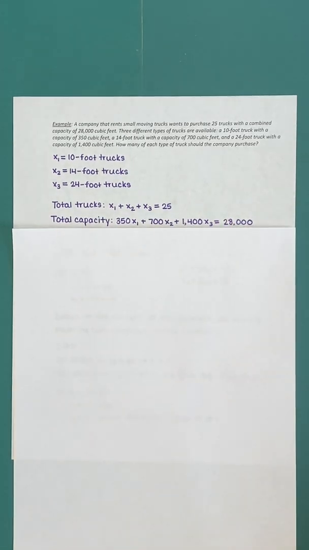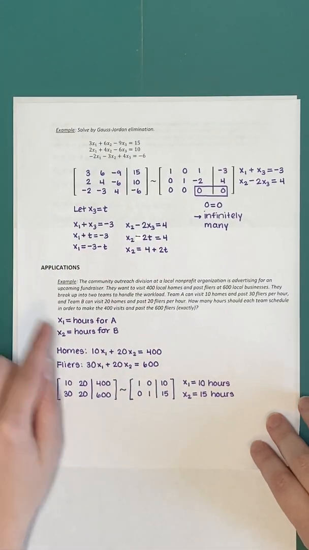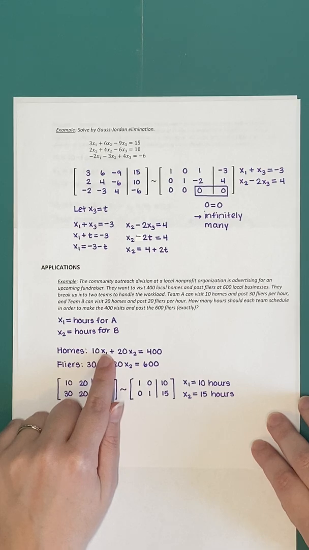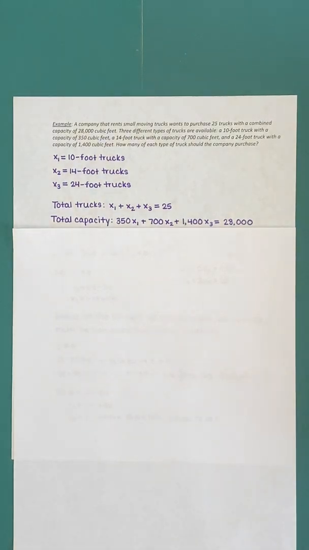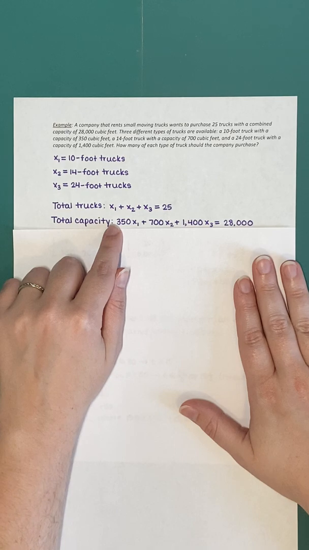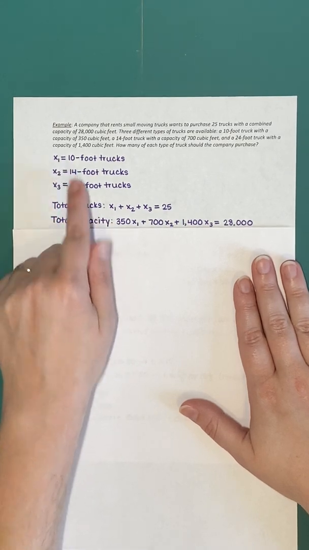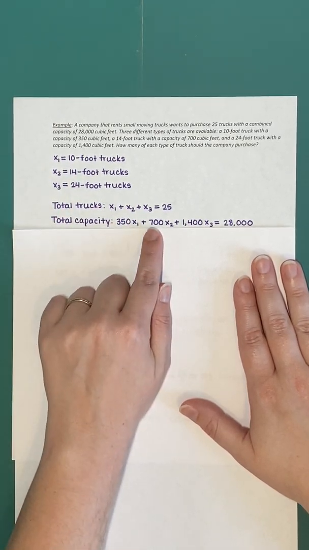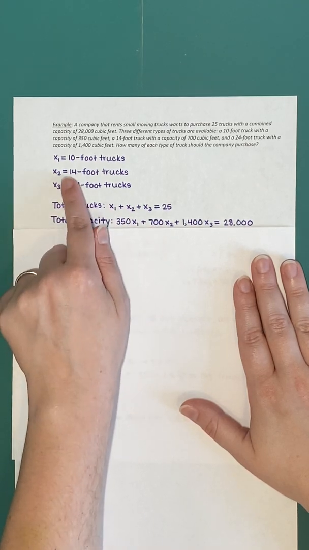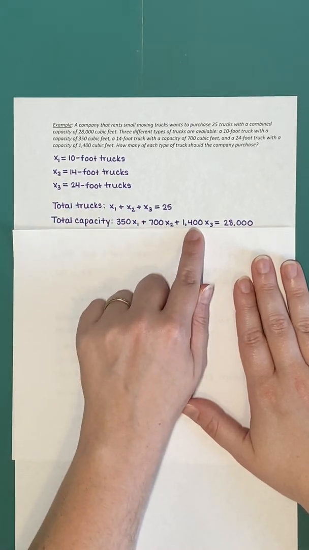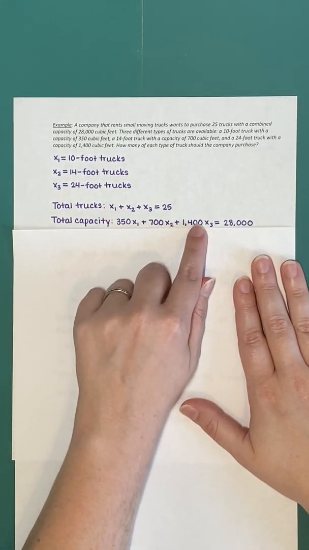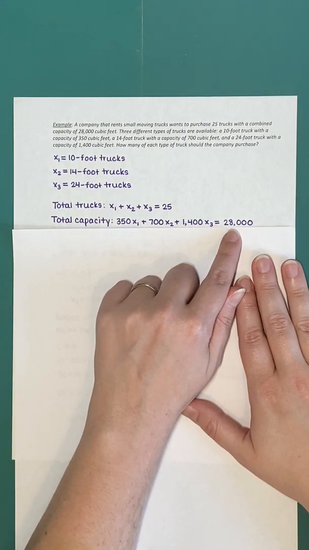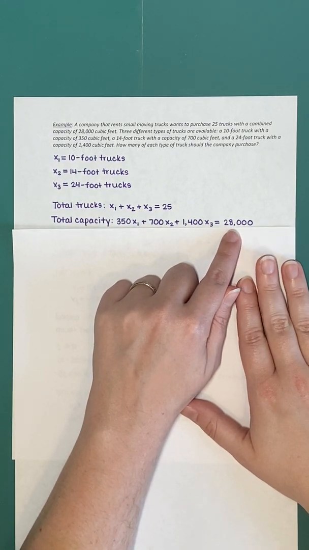So kind of like with the previous problem we looked at, 10 per hour times the number of hours was that portion towards the total of 400. Now we're looking at subtotals contributing to this total of 28,000. So 350 for the small truck times the number of small trucks, 700 per medium truck times the number of medium trucks, and then 1,400 for the large truck, again, times the number of large trucks. So add up all of these subtotals and it adds up to our total that we need of 28,000.